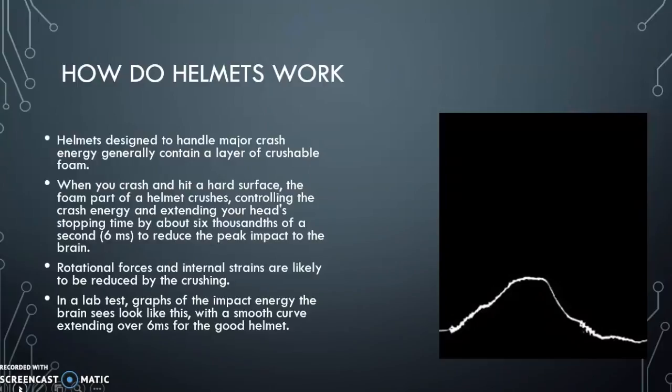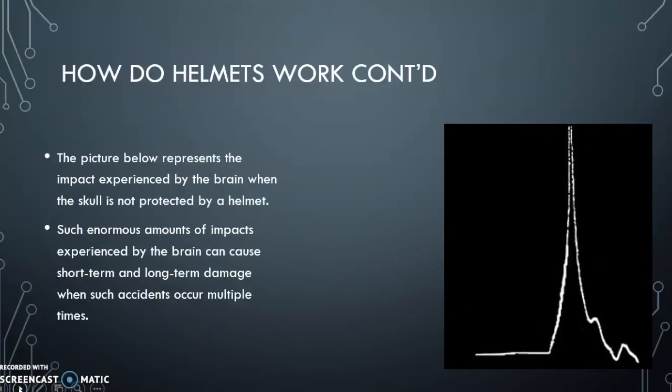In a lab test, graphs of the impact energy that the brain sees look like this, with a smooth curve extending over 6 milliseconds for the good helmet. The picture below represents the impact experienced by the brain when the skull is not protected by a helmet. Such enormous amounts of impacts experienced by the brain can cause short-term and long-term damage when such accidents occur multiple times.